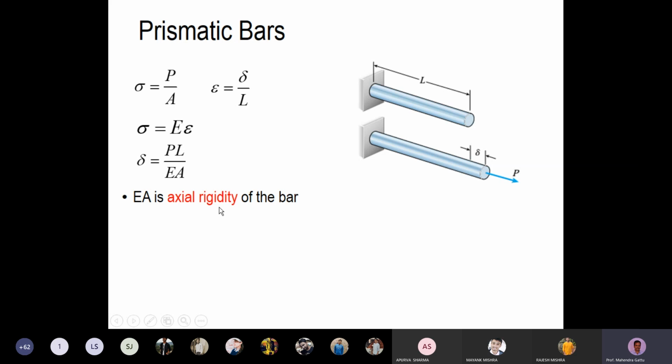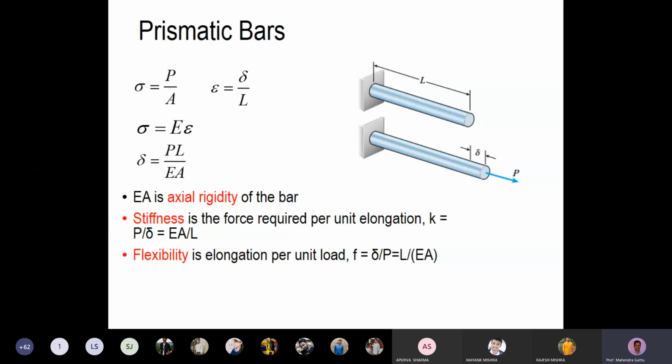So we'll now define two terms called stiffness and flexibility. What is stiffness? Stiffness is the force required per unit elongation. So here force is P and elongation is delta. So P by delta is the stiffness. Stiffness is denoted by the letter K. So P by delta will be EA by L. And also we can look at the term called flexibility. Flexibility is the elongation per unit load. So elongation is delta and unit load is P. So delta by P is the flexibility. It is denoted by the letter F, and we have flexibility as L by EA. So stiffness is actually directly proportional to the axial rigidity.